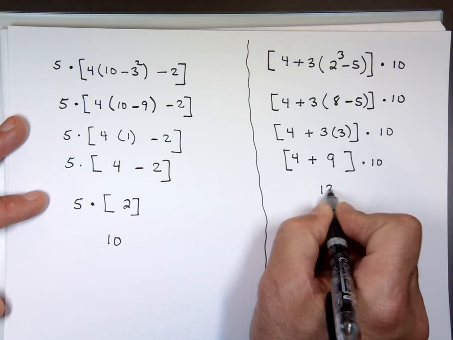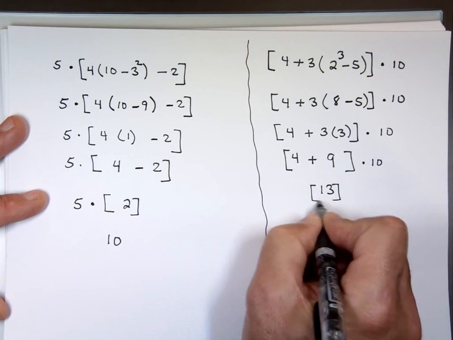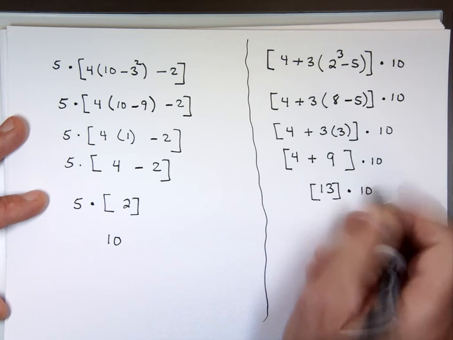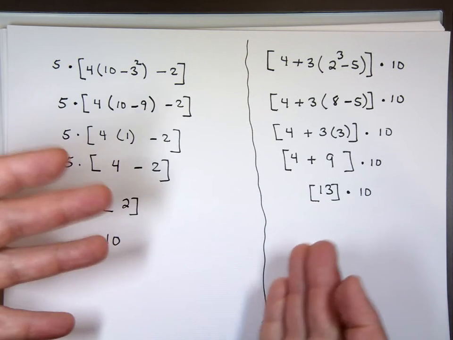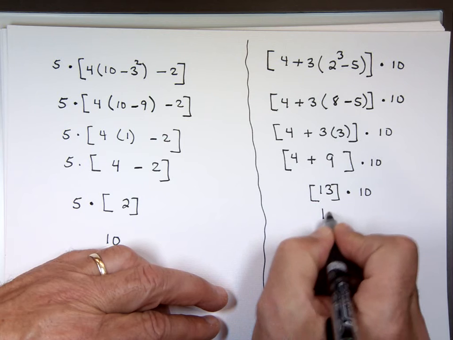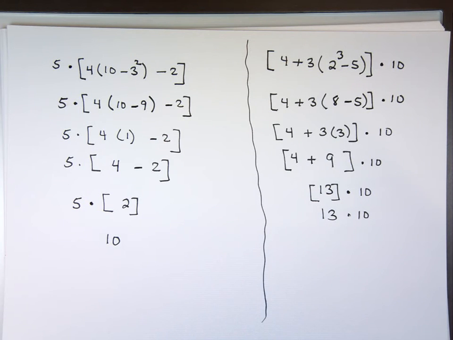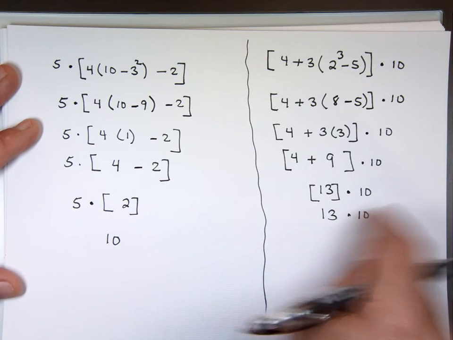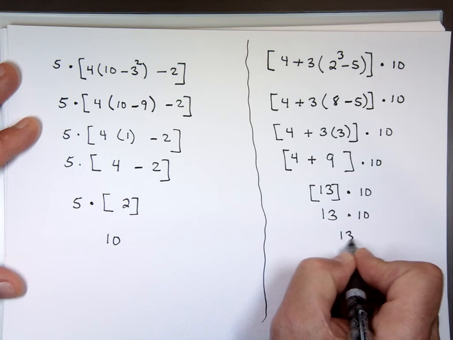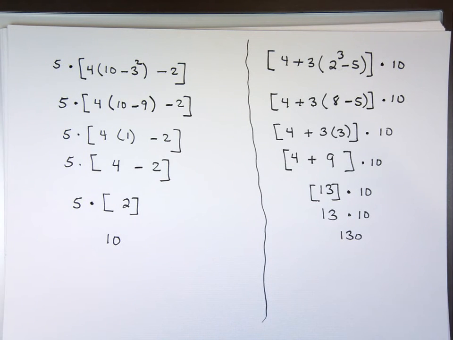13. Again, if you put times here 10, you can't really simplify what's inside that, the 13. You can write it 13 times 10. It doesn't matter if you put brackets, parentheses, or without them. And what is 13 times 10? 130. So that's the order of operation that we follow.